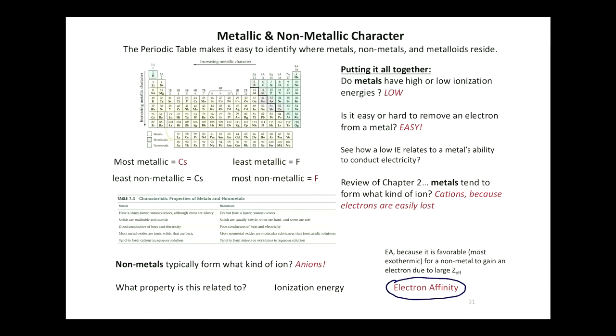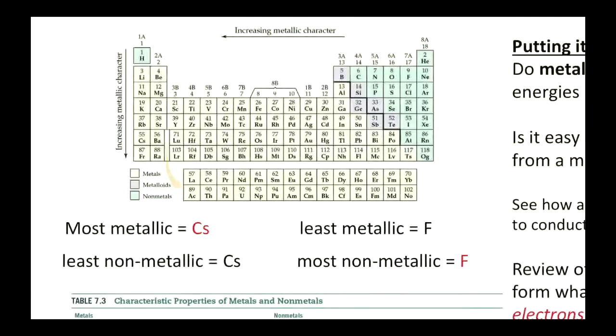So looking at the periodic table, this is how metallic character goes, the most metal-like substances. Cesium is our most metallic substance. I would just memorize this, okay? While fluorine is our most non-metallic substance. Or you can think of it as fluorine is your least metallic element, and cesium is your least non-metallic element, right? Because they're like opposites. So I just remember cesium, most metallic, fluorine, most non-metallic.